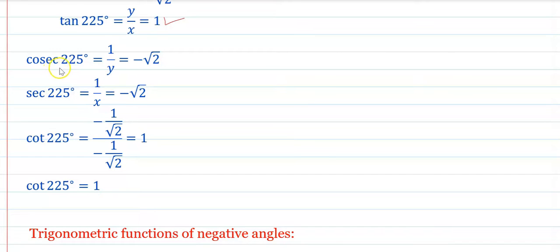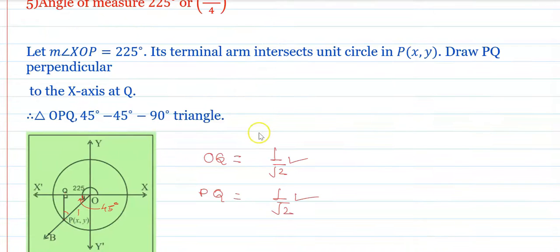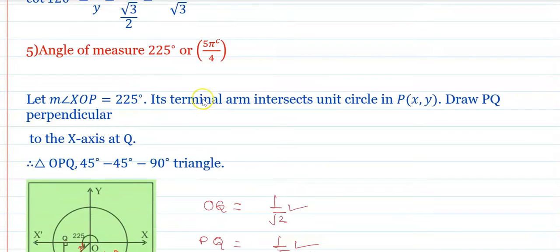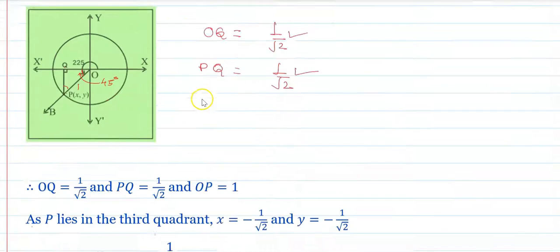The reciprocal of sin, that is cosec 225, is 1 upon y, and that is equal to minus root 2. Sec of 225 is 1 upon x. Therefore, the reciprocal of minus 1 by root 2 is minus root 2. Cot of 225 is x upon y. That is minus 1 by root 2 upon minus 1 by root 2. You will get 1 here, and therefore cot of 225 is 1. In this way, these are the values of the trigonometric functions for the angle 225.